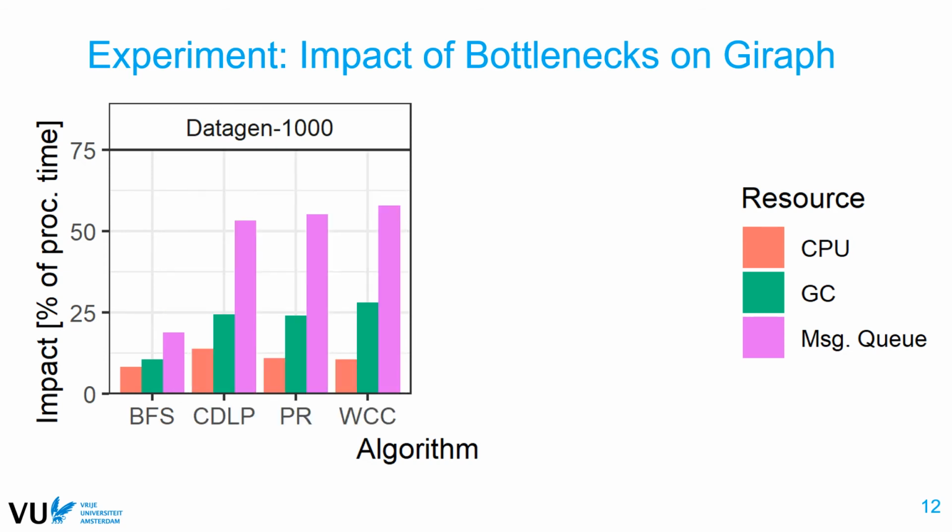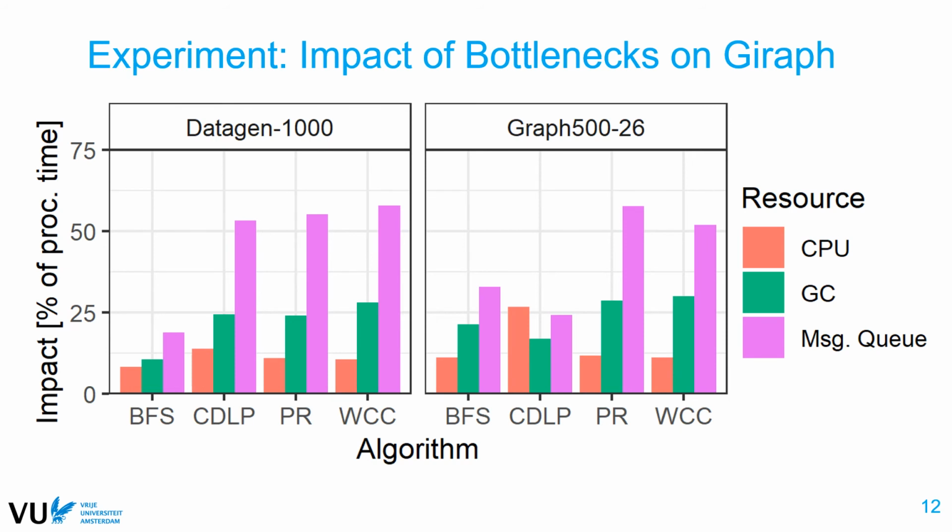Expanding the figure to include more algorithms, we find that for all applications using Giraph on the DataGen graph, message queue bottlenecks are the most impactful, followed by garbage collection and finally CPU. In particular, Grade10 finds for 3 of 4 applications that eliminating message queue bottlenecks could reduce processing times by over 50%.